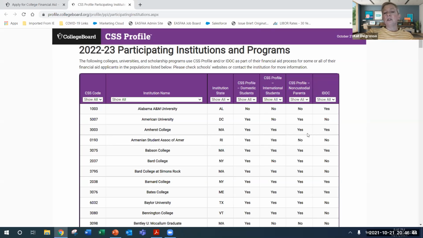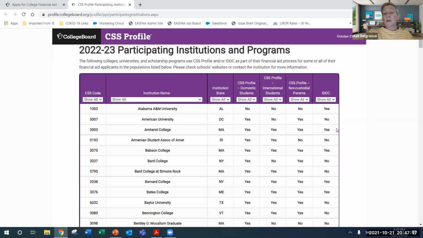And what that means is in a divorced or separated situation, the non-custodial parent is really the other biological parent who is not going on the FAFSA. So if you're in a divorced or separated situation, one of the two parents has to go on the FAFSA application and the CSS profile as the parent who is providing greater than half of the support to the student. So that's the general rule.